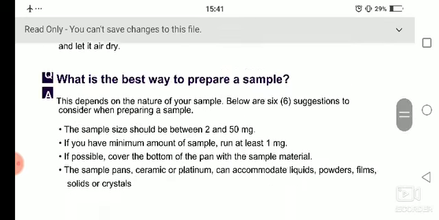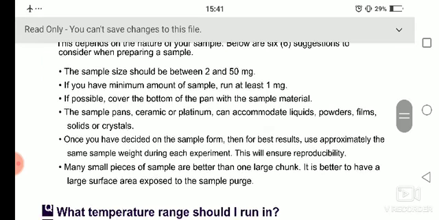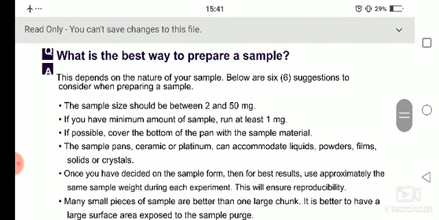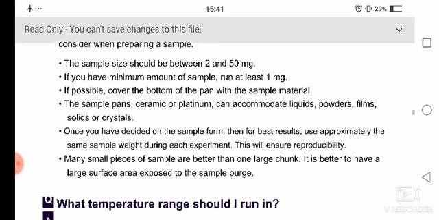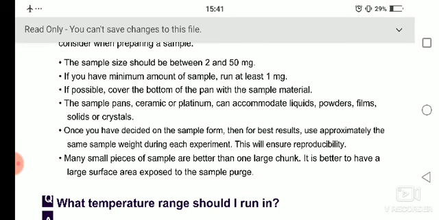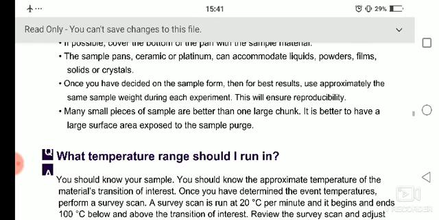What is the best way to prepare the sample? The sample size should be 2 to 50 milligrams. If you have a minimum amount of sample, run at least 1 milligram. If possible, cover the bottom of the pan with the sample material. The sample pan, ceramic or platinum, can accommodate liquid, powder, film, solids or crystals. Many small pieces of sample are better than one large chunk.